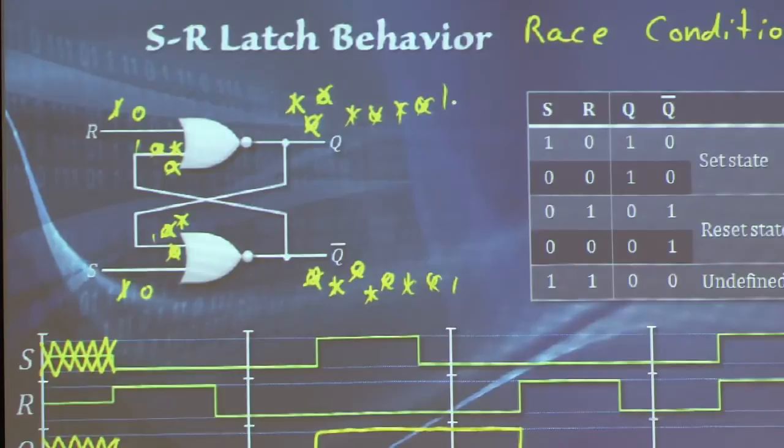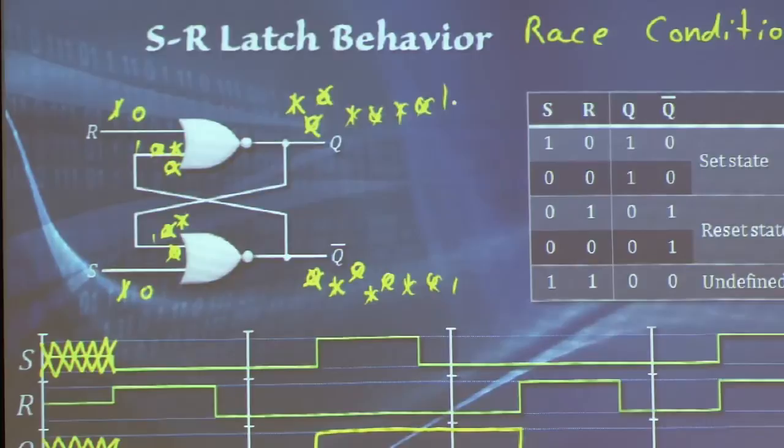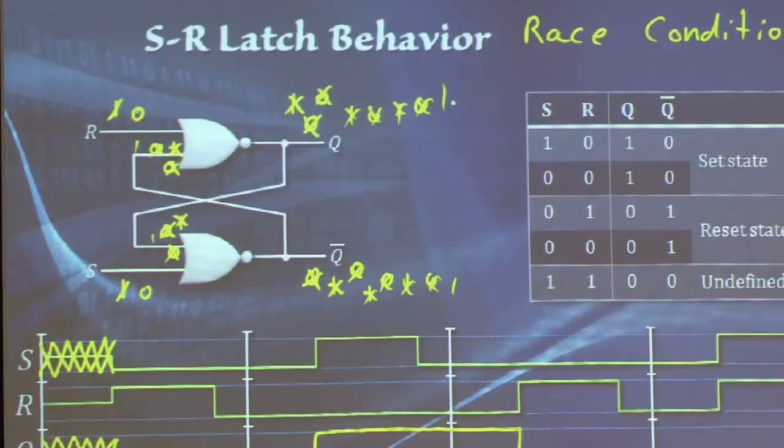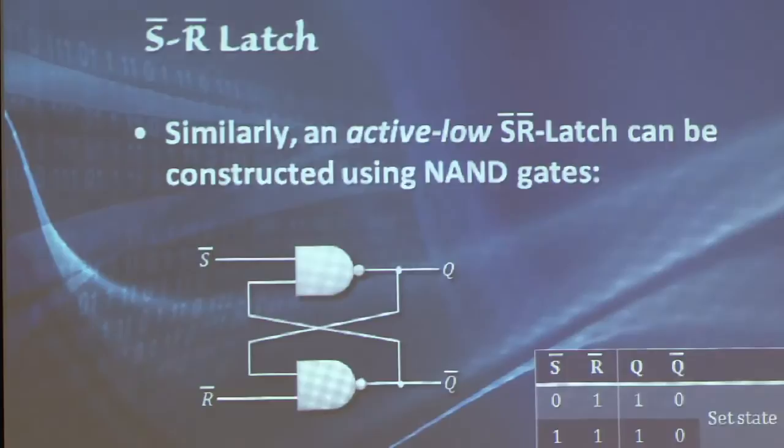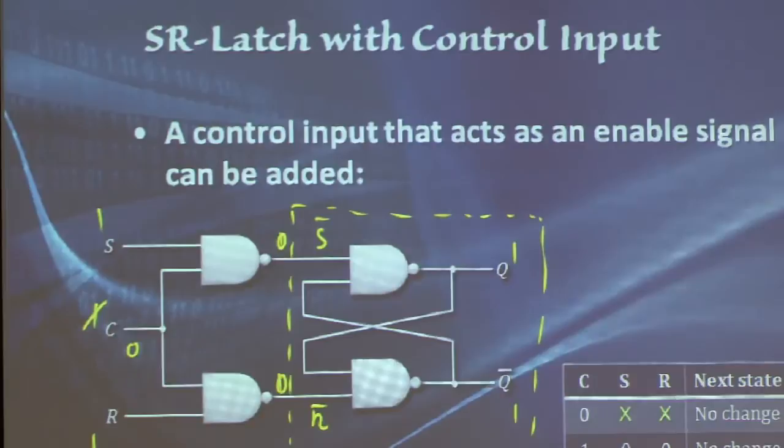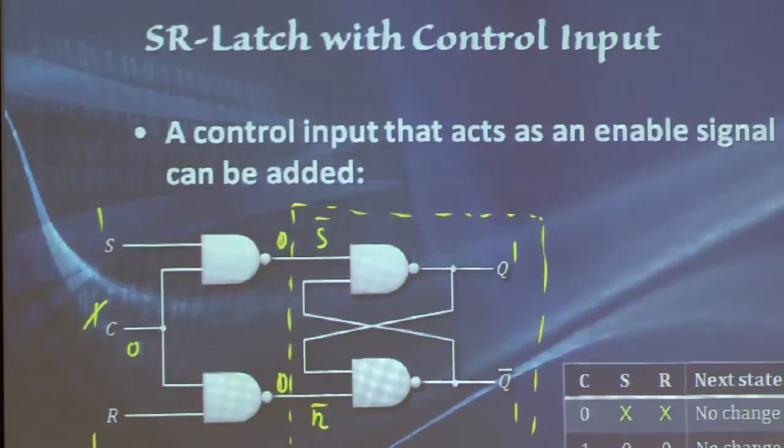So if we were just looking at Q and not Q, forgetting what's actually happening inside, if we're observing Q and not Q, we will see the signal, if you connect it to an oscillator, for example, going 0, 1, 0, 1, 0, 1. By the way, in lab 4, you will actually have to construct this using your NAND chip. And one of the things that we will ask you to do is try to cause a race condition in this structure.